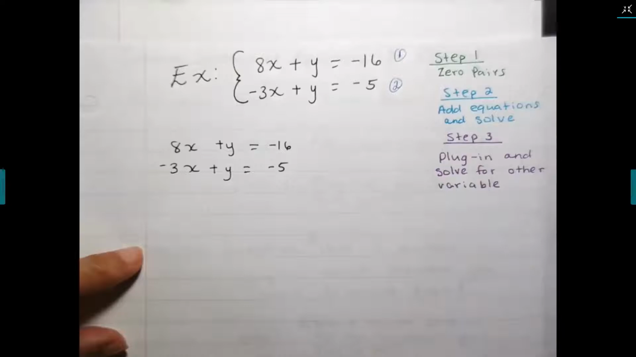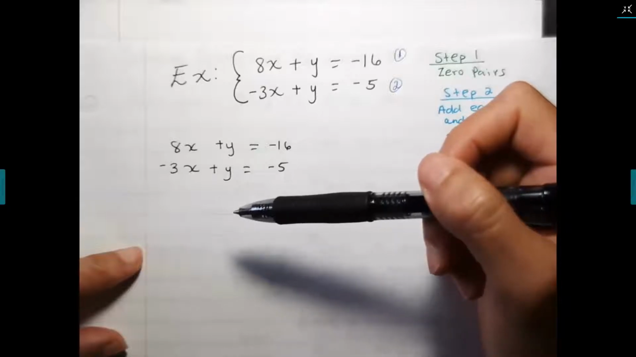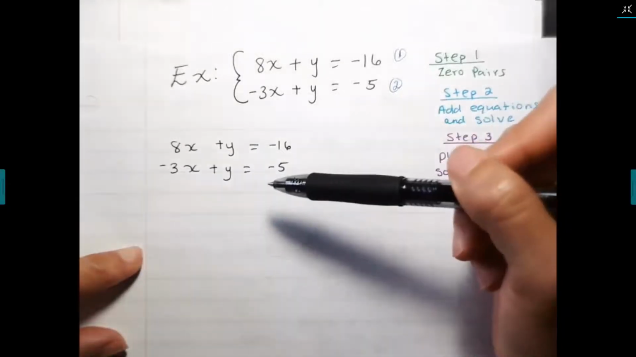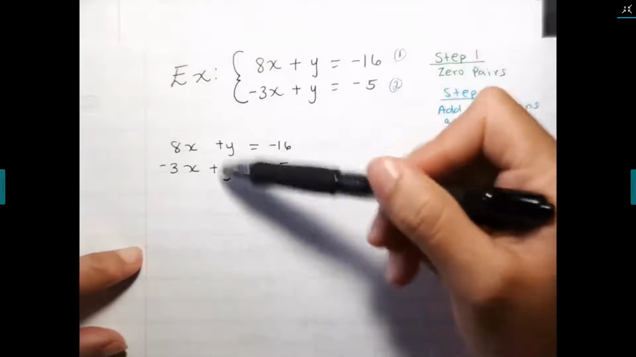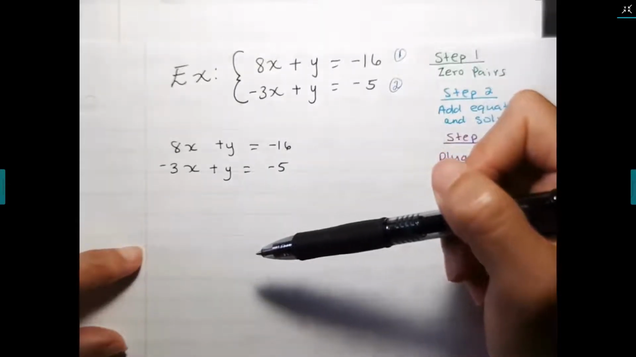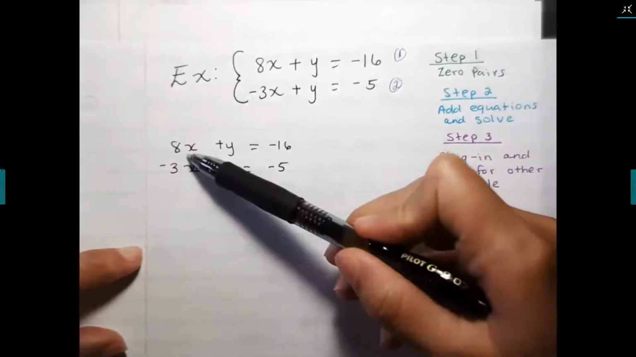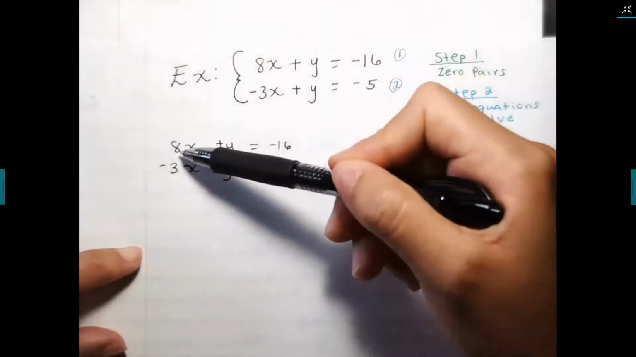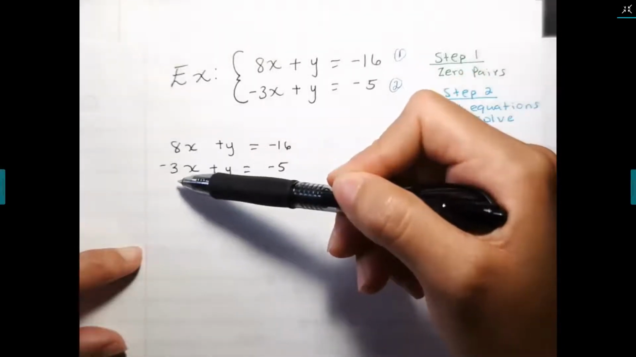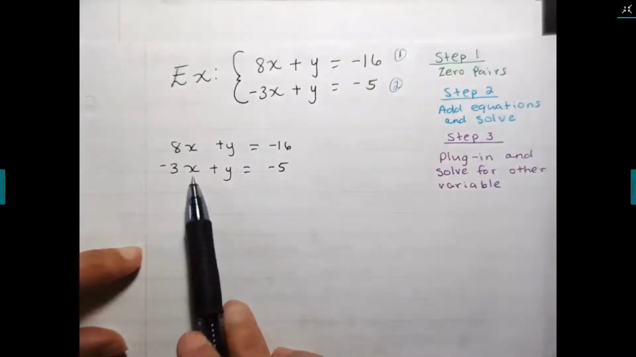So step 1 is find the zero pair. So is there a zero pair already available? And in this case, no, because neither of my variables have the same coefficient with opposite signs. So I can't cancel anything out. If I consider x, 8 times nothing will give me 3, and 3 times nothing will give me 8. So just by inspecting this, I know that x is probably not the way to go.